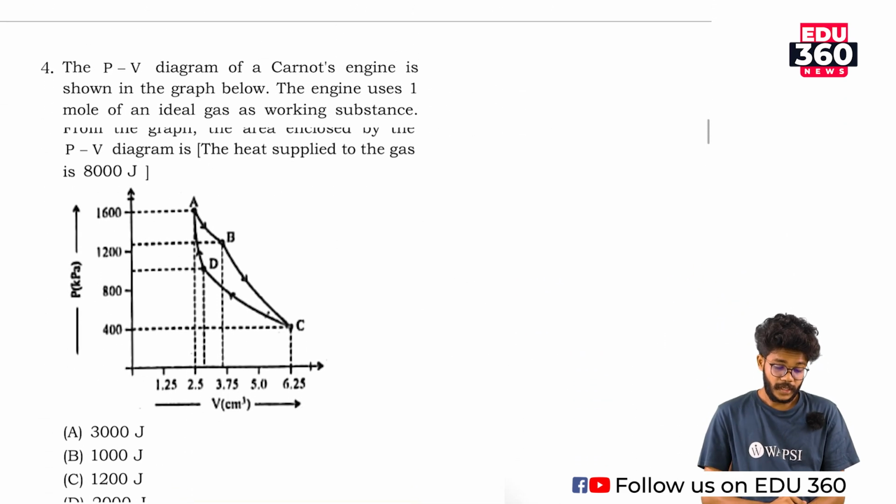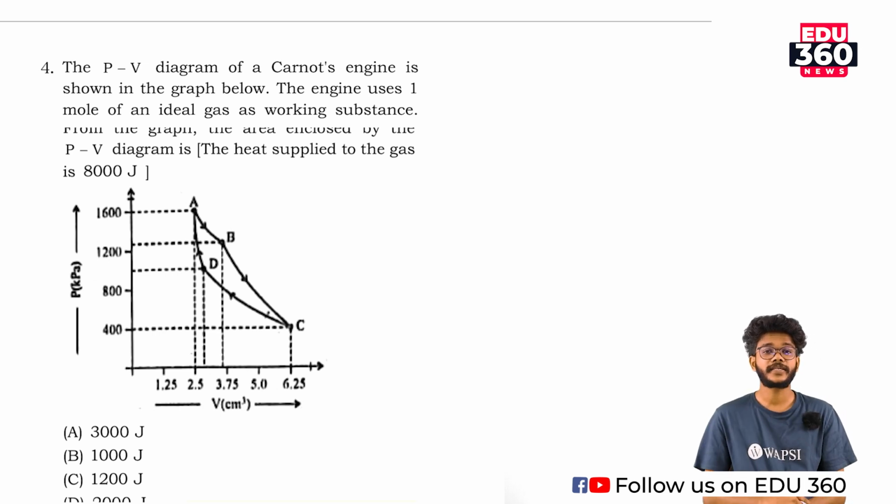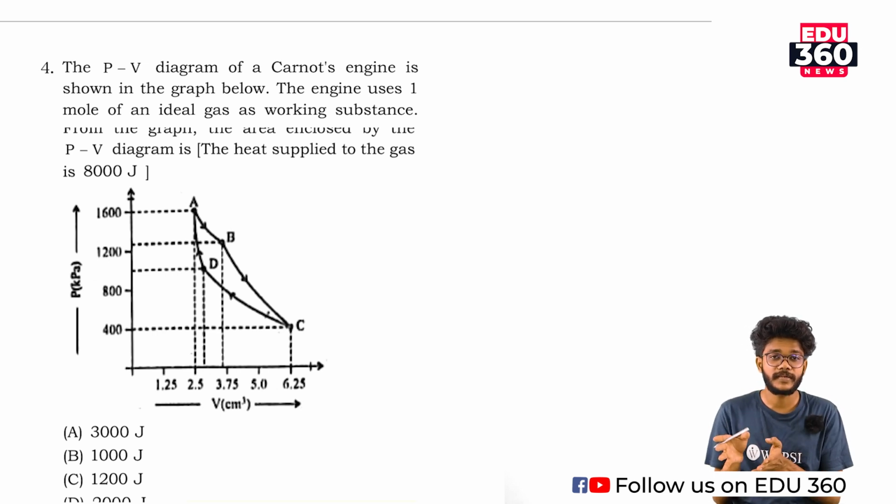The PV diagram of a Carnot engine is shown in the graph below. The engine uses 1 mole of an ideal gas as working substance, so n is equal to 1. From the given graph, the area enclosed by the PV diagram is nothing but the work. So the question is that we need to find the work.